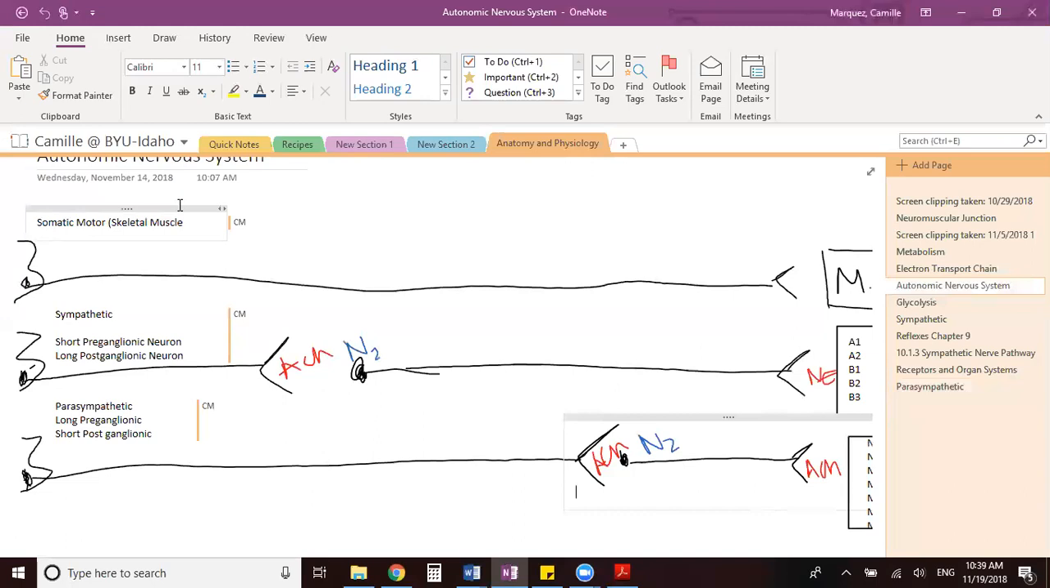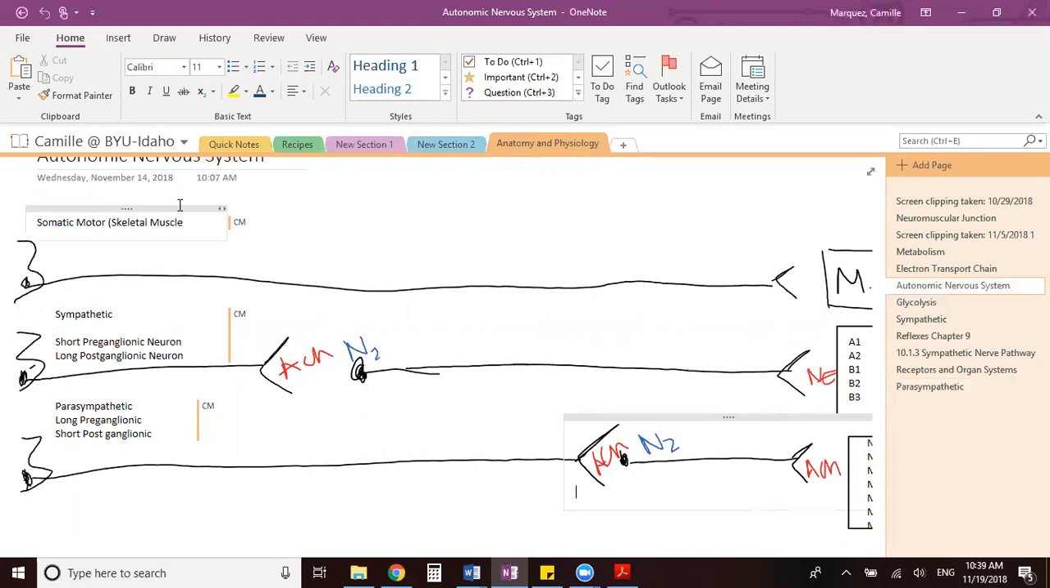I'm going to go through two different patterns that you need to know, the sympathetic and parasympathetic. There's a chart, I believe under 10.1.3 if I remember correctly. It tells you the same information. This is just a picture version of it, so if you like pictures, it works better.